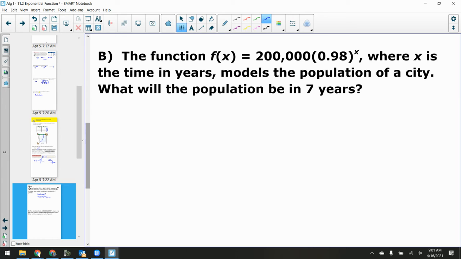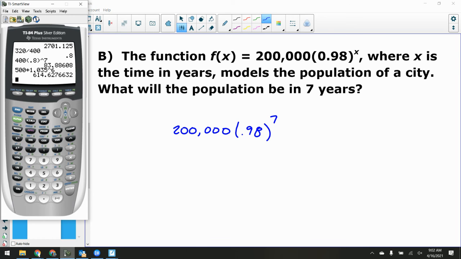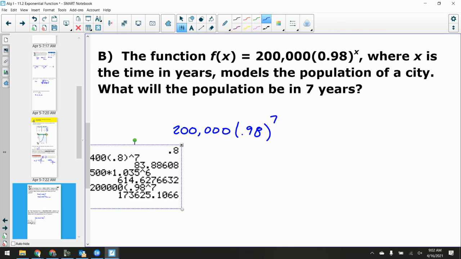1 would be like the population staying the same. But it's just under 1. So the population's decreasing. It's not like everybody's dying off. People are just kind of moving away, right? So if I want to know what the population will be in 7 years, I've got to take this formula, 200,000 times 0.98 to the 7th power. Let's see what's going to happen in 7 years. 200,000 times 0.98 to the 7th. Okay, we got 17. Okay, I'm going to need to bring that over here.